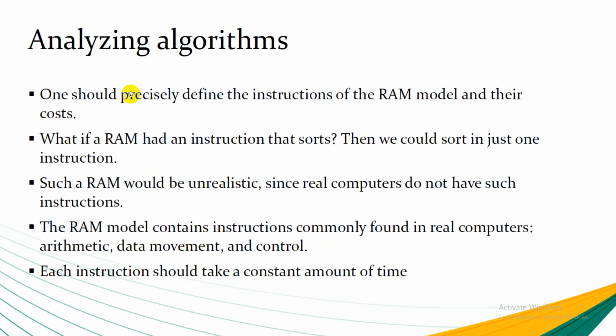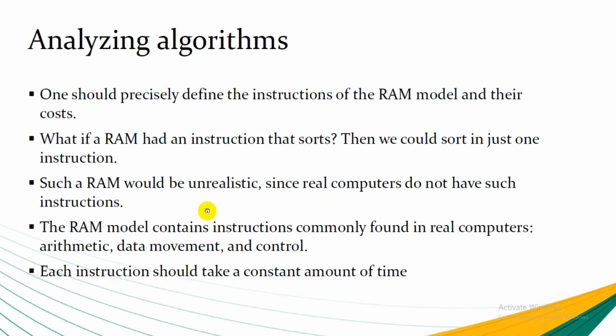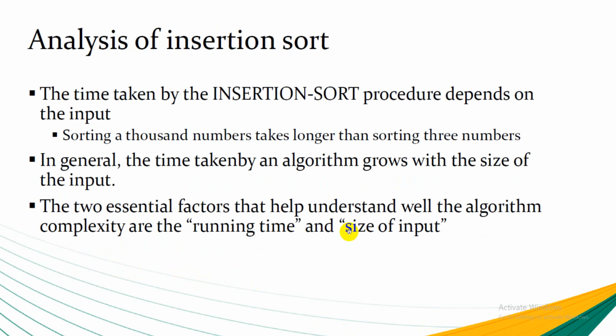Okay, so one should precisely define the instructions of the RAM model and their cost. What if the RAM had an instruction that sorts? Then we could sort in just one instruction. No, because an instruction that sorts is actually a method, and this can't be considered as only one instruction. Each elementary instruction should take a constant amount of time.